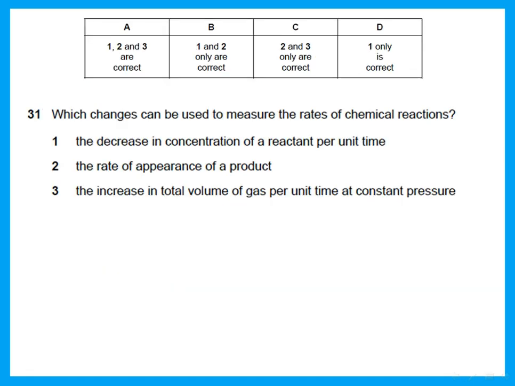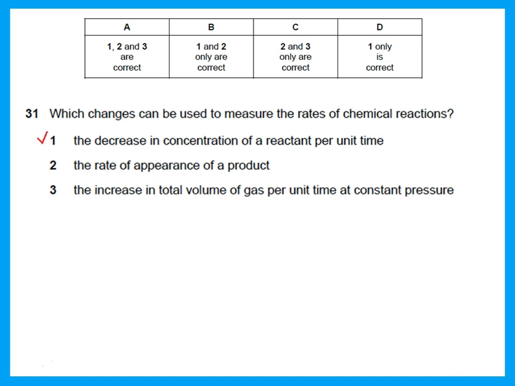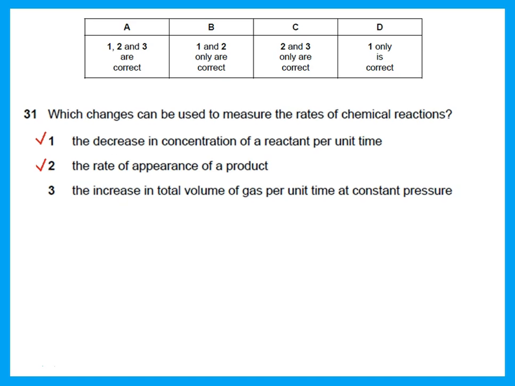So for the first type of this question, he says, which changes can be used to measure the rates of chemical reactions? How do we measure rate? Well, decrease in concentration of reactant. Yes, I can use that to measure the rate. If we're using up a certain reactant, then I can measure the concentration of this reactant and use it to measure the rate. The rate of appearance of a product, yes, we usually say we measure the volume of the gas formed, for example.